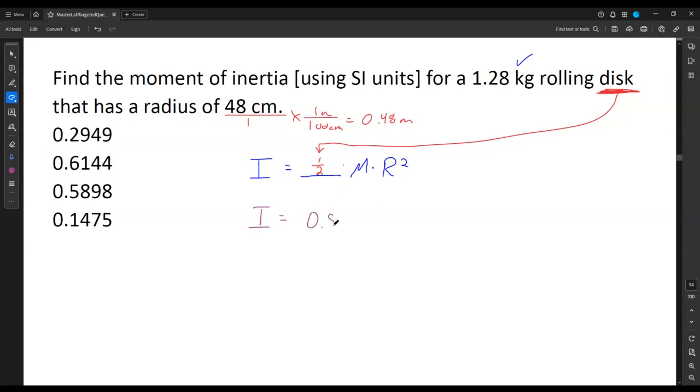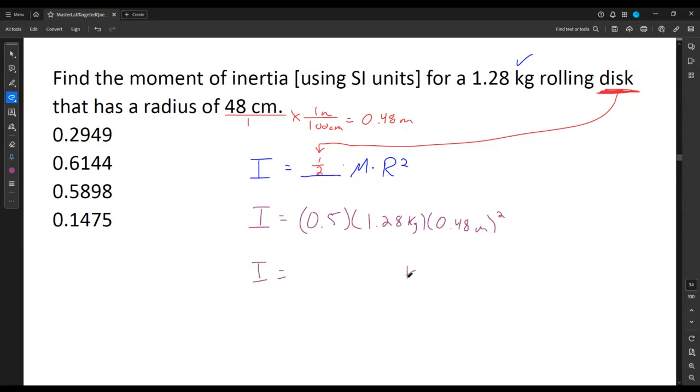1/2, if you want to, is the same as 0.5. Then the mass, 1.28 kilograms. The radius, 0.48 meters, now that it's been converted and squared.